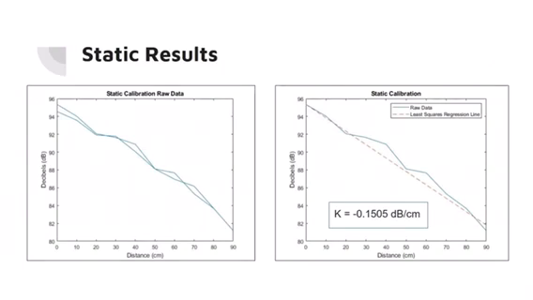Static results. On the left you see the raw data ranging from 0 to 90 centimeters and back. On the right we use only the first half going from 0 to 90 centimeters, and we include the least squares regression line, which has a static sensitivity of negative 0.1505 decibels per centimeter.